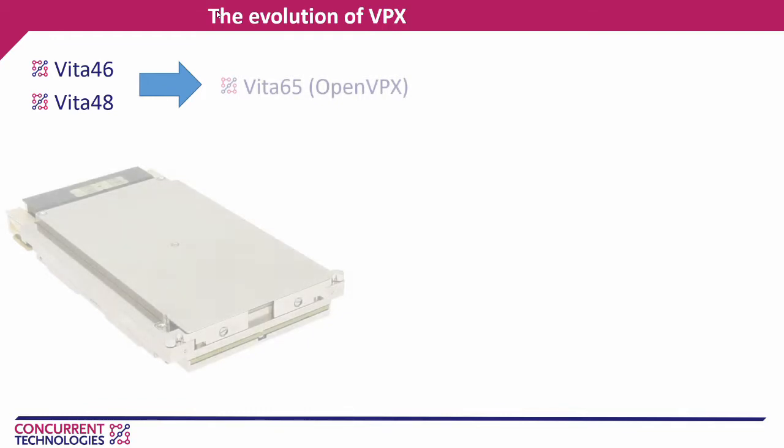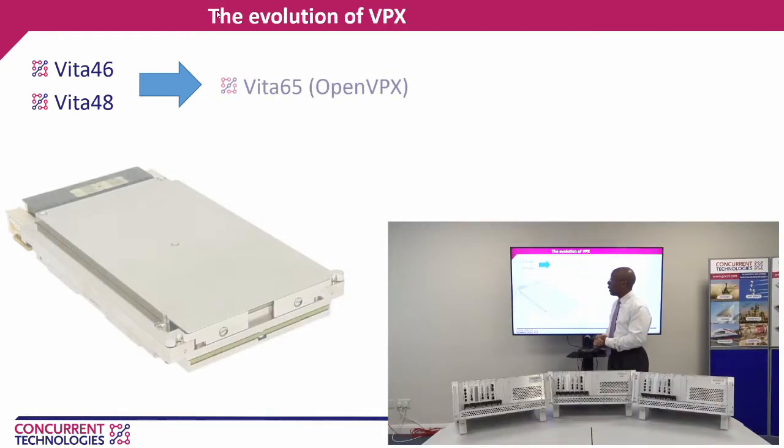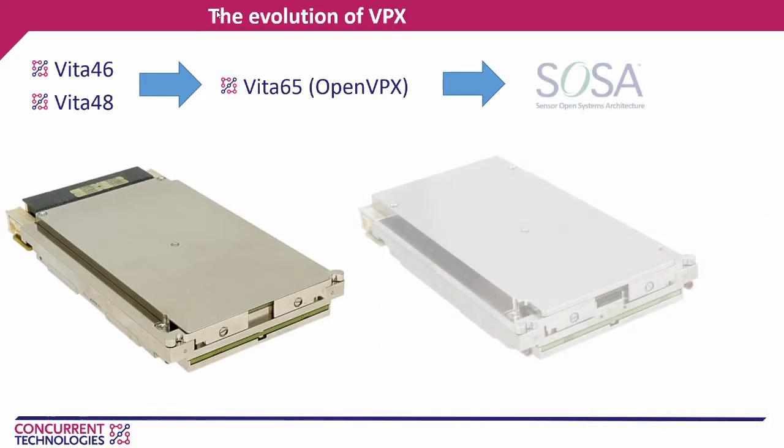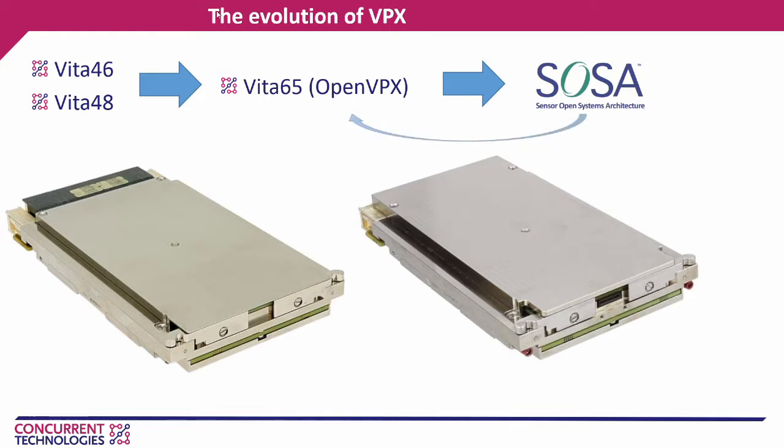The problem with these, especially Vita46 on its own, is that it was too wide open, so something was required to help system designers. And this is where Vita65 or OpenVPX was created, where with OpenVPX you have backplane profiles defined, so it makes it easier to use the technology because there are a number of backplanes that exist, and it also helps with interoperability a little bit.